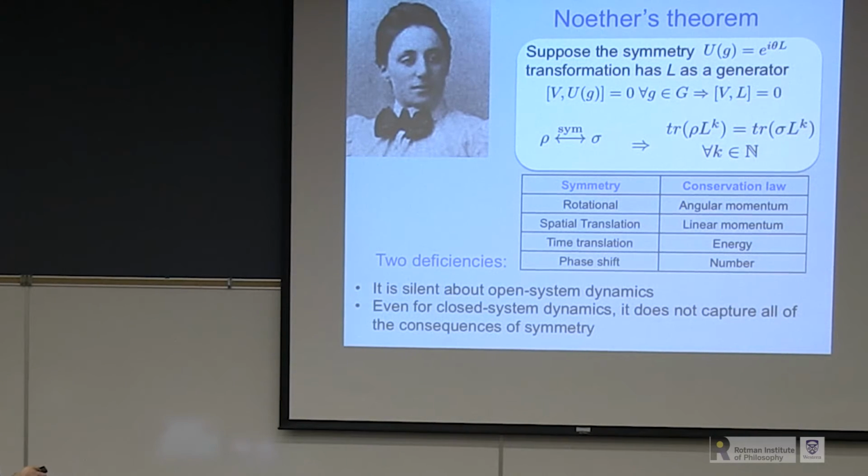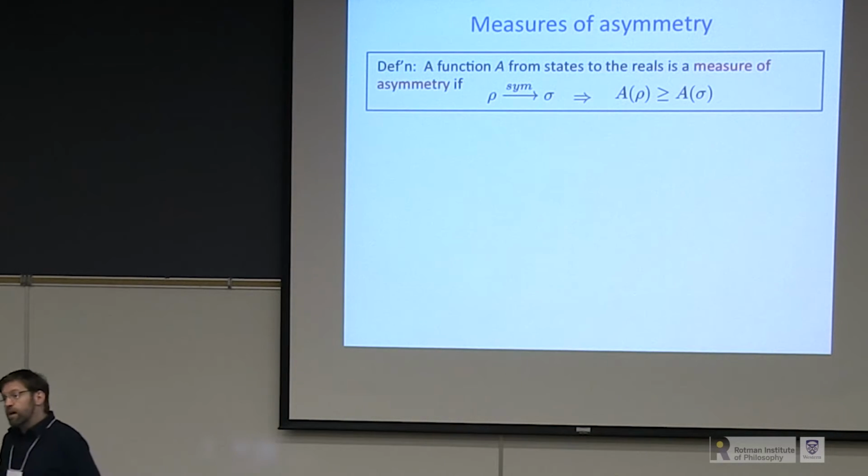The second deficiency is that even if you're in the context of closed system dynamics, these constraints here, the conservation of other quantities, don't capture all the consequences of the symmetry. It misses some. And I could tell you more about that, but I haven't really got time today, so I'm not really going to explain why that's the case. But it's another good reason to try to do better. So the way we're going to try to fix this problem is by introducing measures of the resource that is asymmetry.